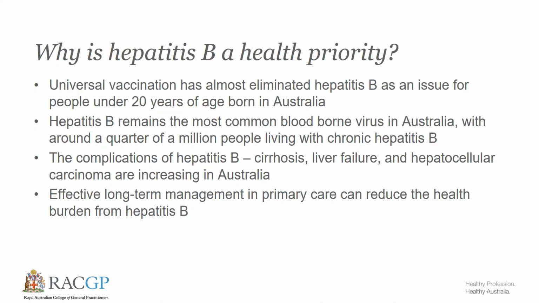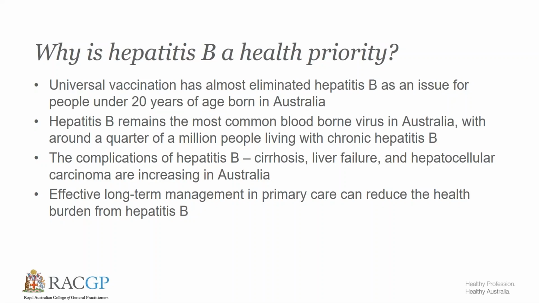With our younger people born in Australia, hepatitis B is almost not an issue because since we've had universal vaccination in the past 20 years, people under 20 rarely get hepatitis B in Australia, and usually those that do were born overseas and missed out on vaccination. We've got a slide about that in a minute. Nevertheless, despite that success of our vaccination, hepatitis B is the most common bloodborne virus in Australia, and it's estimated there's around 250,000 people living with chronic hepatitis B.